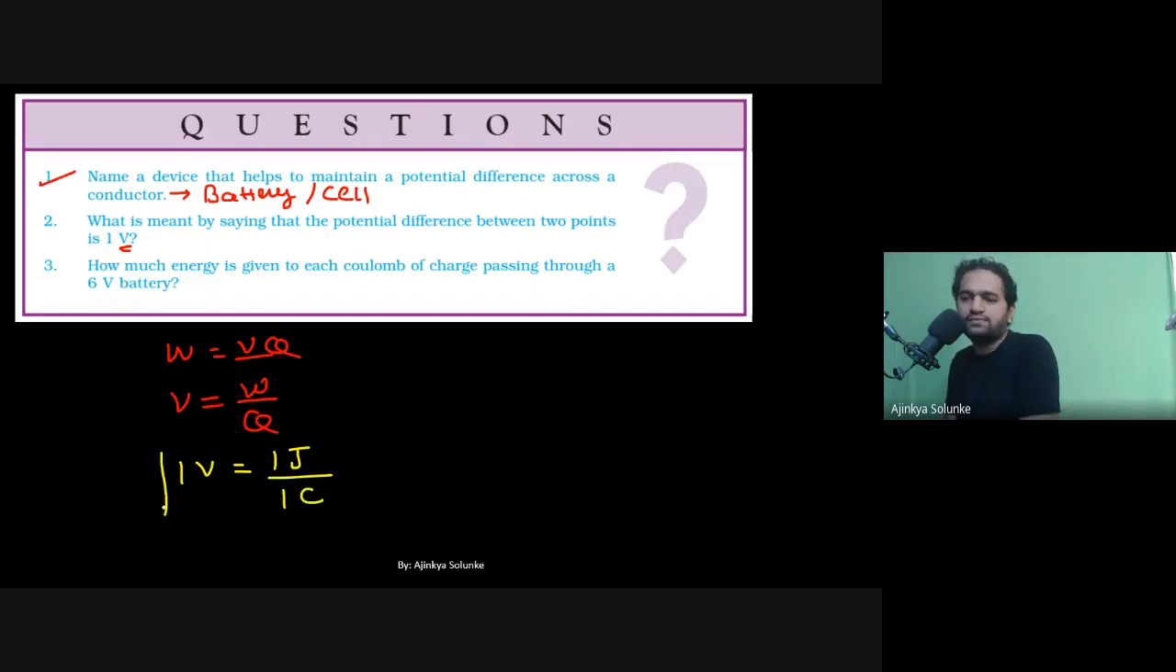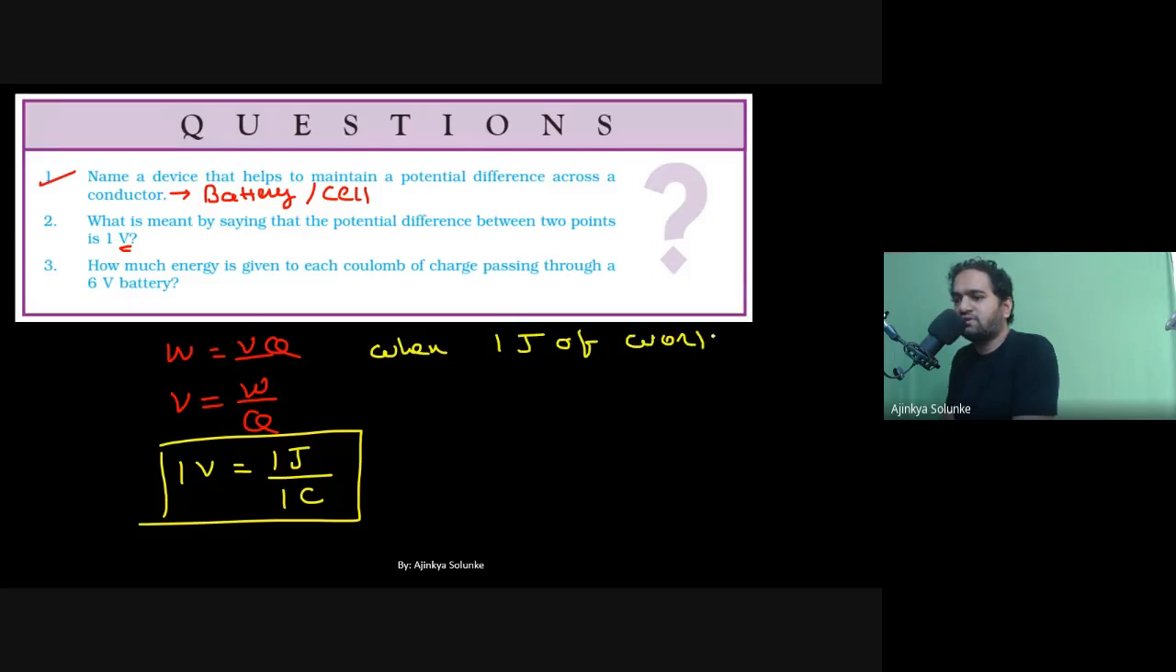Is it okay? What I have done is, as I wanted to define 1 volt, I substituted work as 1 joule and Q as 1 coulomb. And now I have to define. So what is 1 volt? 1 volt is the potential difference when 1 joule of work is done to move a charge of 1 coulomb from one point to another.